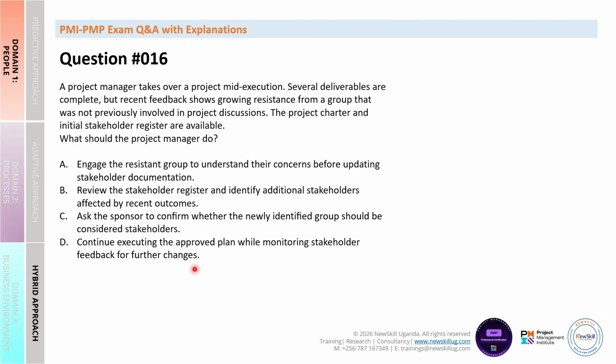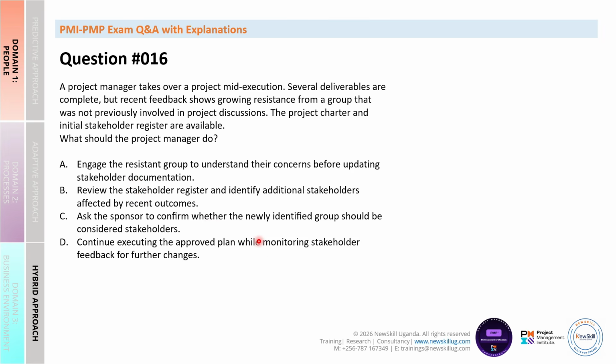Looking at question 16, this one is testing the concept of continuous stakeholder identification and engagement. Now, many candidates may choose option A because engaging the resistant group sounds like the right thing to do. And engagement, of course, will eventually be necessary. However, the first step is to understand the broader stakeholder landscape.